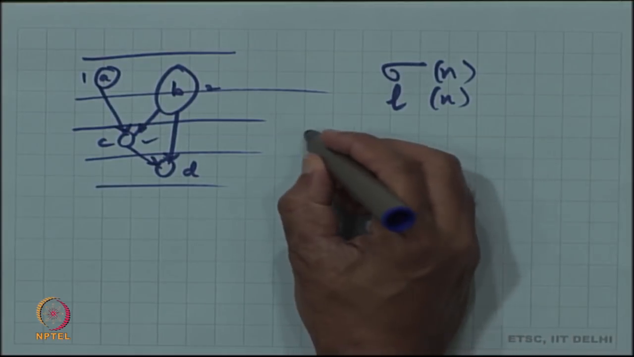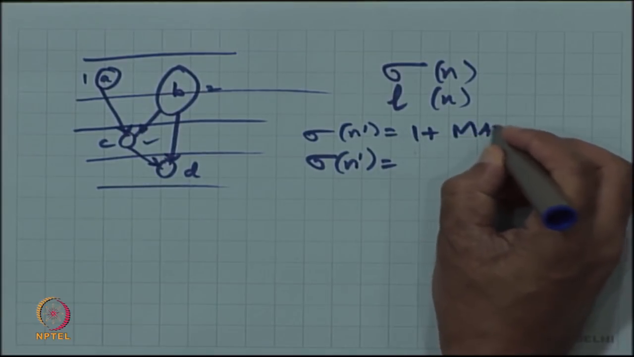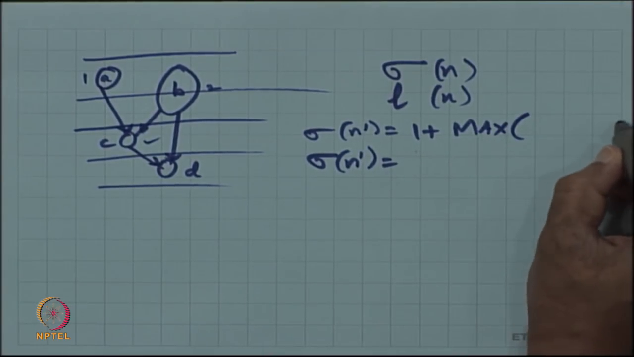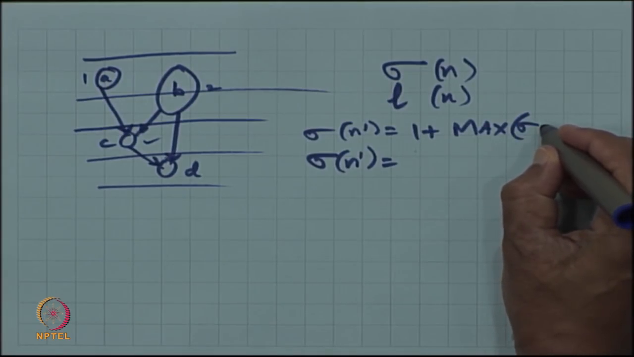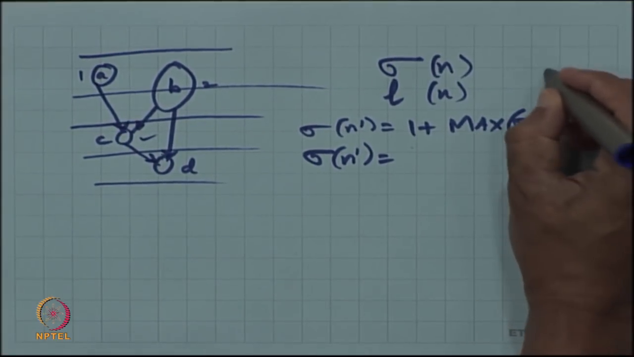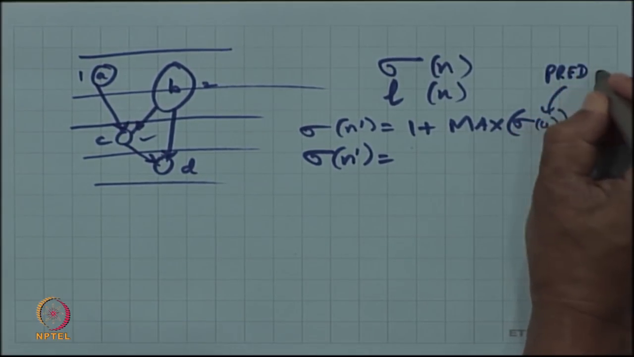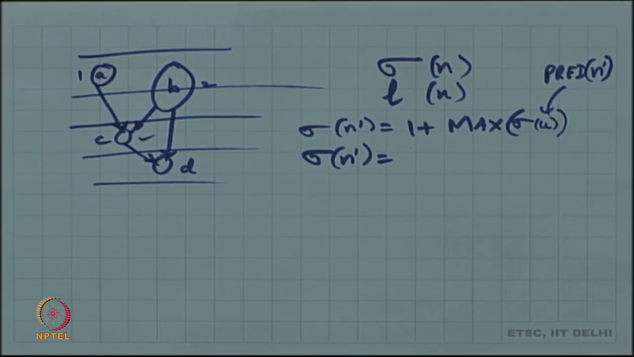So, earlier we had 1 plus max of schedule of u, where u was in pred of n. This is what it was.